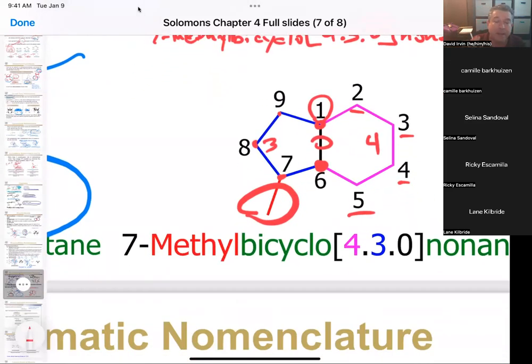We want to do that same system every single time. Find your bridgeheads. Label your biggest bridge first, your second bridge second, your third bridge third. If they're all the same, you want to put your substituent on the lowest number possible. Questions on bicyclo nomenclature?